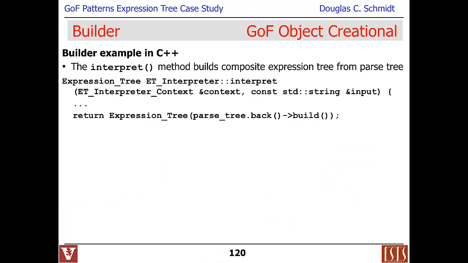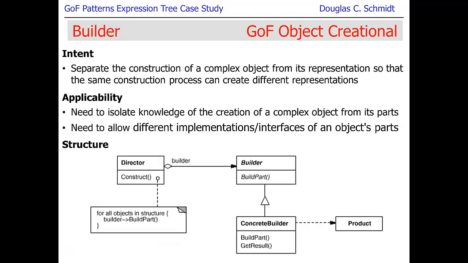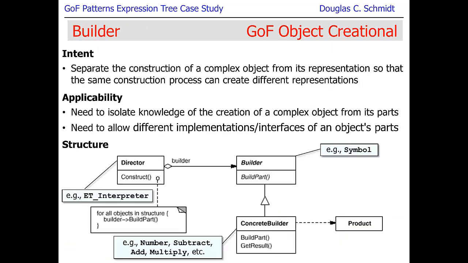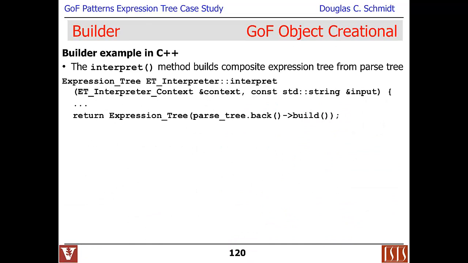So here's kind of how this works. If you recall the earlier example we looked at over here, this particular code goes through the expression one character at a time, and it makes a parse tree corresponding to that expression. When it's got that parse tree all built up at the end, the parse tree is implemented as a linked list. What it does is it takes the parse tree, which is implemented as a list, and says, give me the final element, the element that's at the end of the parse tree. I want you to build this thing.